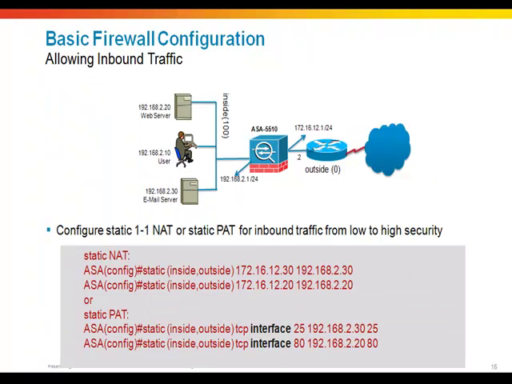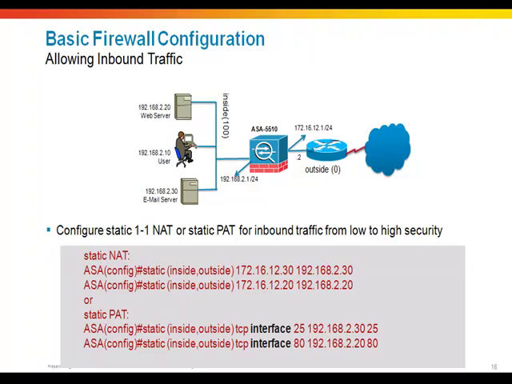Next, we'll talk about allowing inbound traffic when you have a web server or an email server. We need to configure static translation. The one that we talked about earlier in the previous slide is dynamic translation, NAT global. Now we need a static translation to allow inbound traffic. It could either be a static one-to-one NAT or a static PAT. The examples are there on the slide for static NAT as well as static PAT.